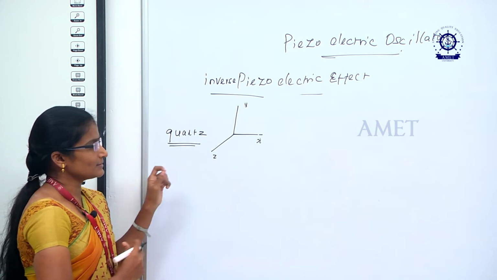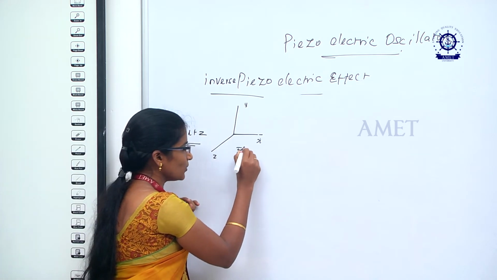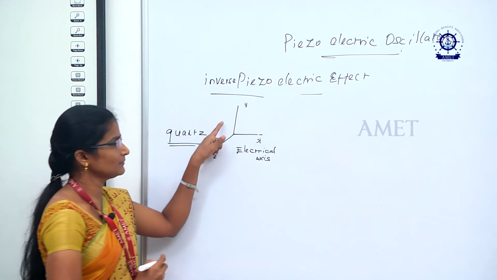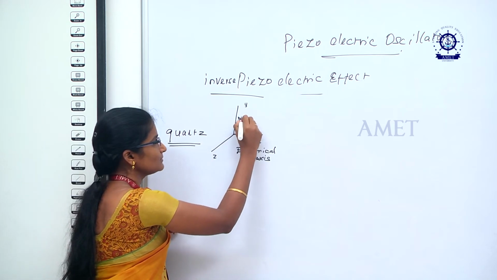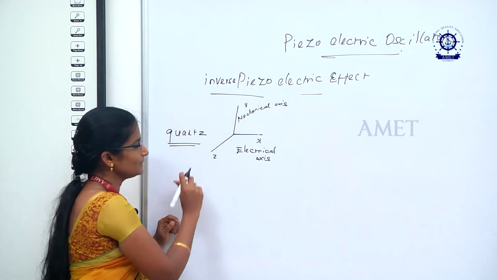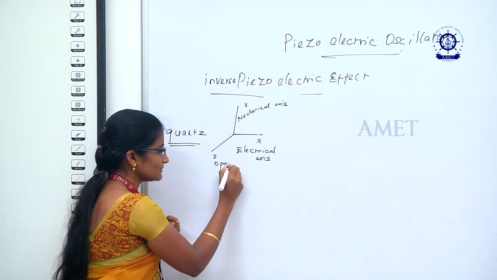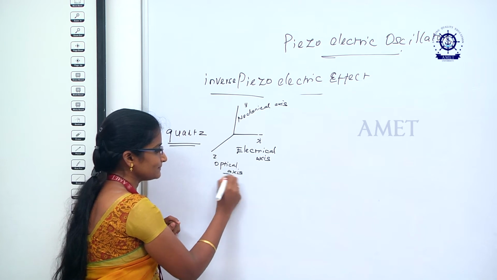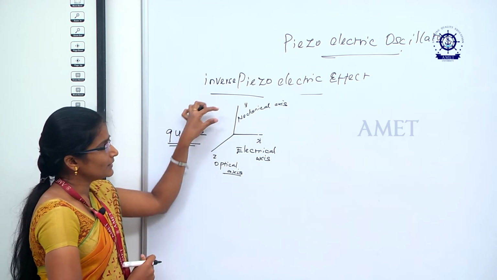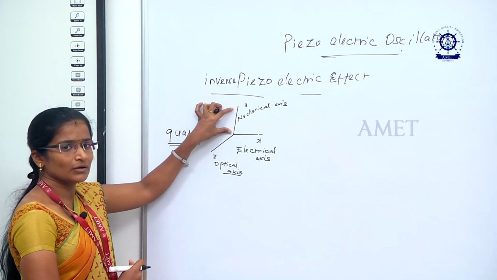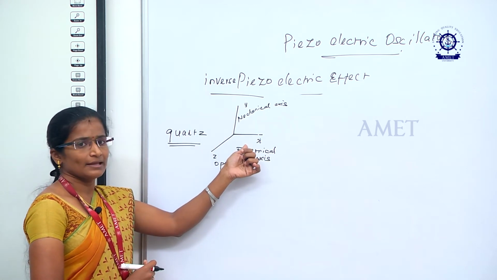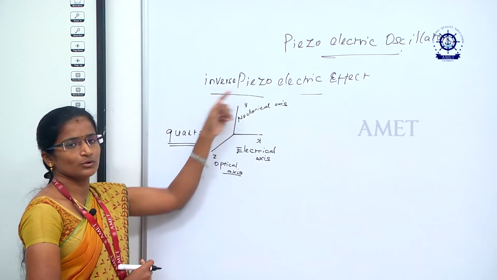Of these axes, the X axis is always called the electrical axis, the Y axis is called the mechanical axis, and the Z axis is called the optical axis. What does the piezoelectric effect mean? When we apply some mechanical stress on the Y axis, a potential difference is produced at the X axis. This principle is called the piezoelectric effect.